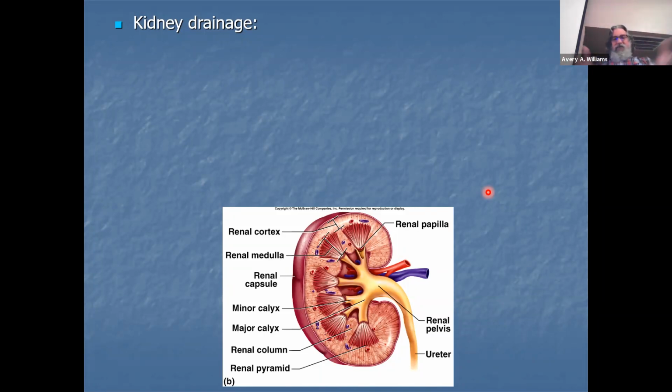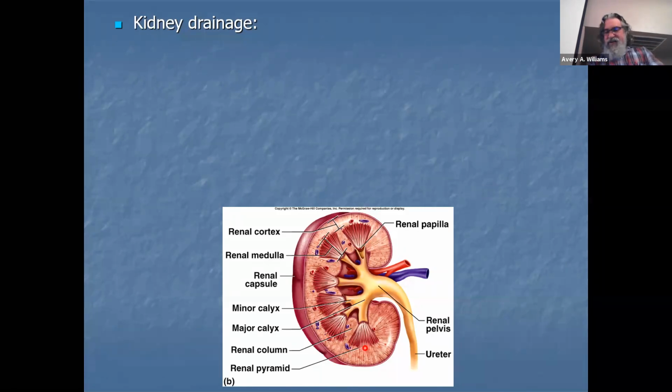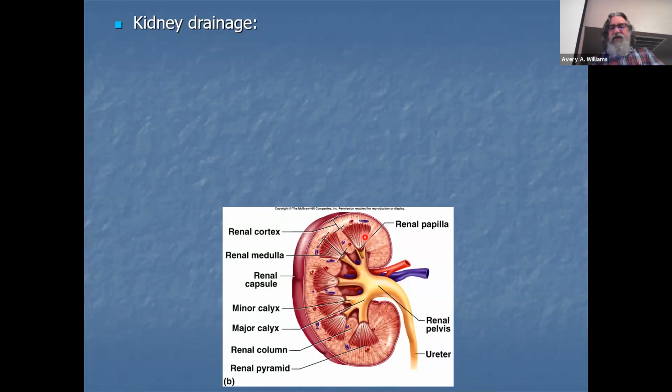Here it looks more like I explained, where you've got cortex out here, then these reddish brown little cones, those are the pyramids, right? It's pyramid, pyramid, pyramid. And then you see where part of the cortex dips down between the pyramids. See that? Those are the columns. And so a lobe would be the pyramid plus the column. So this little region right here would be one lobe, this would be another lobe, et cetera, et cetera. That's it.